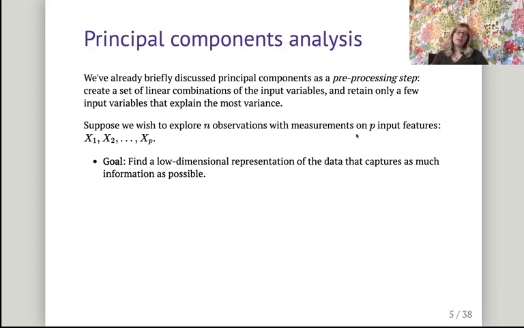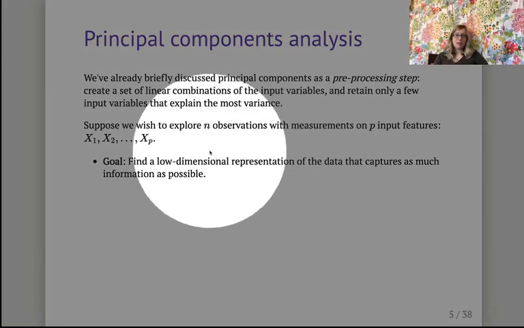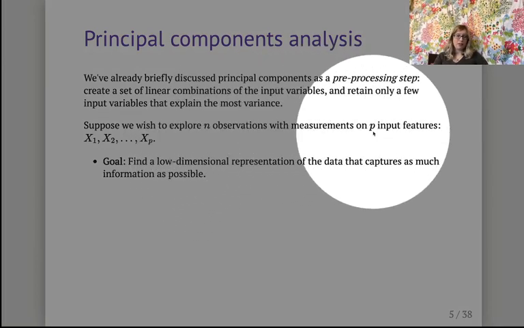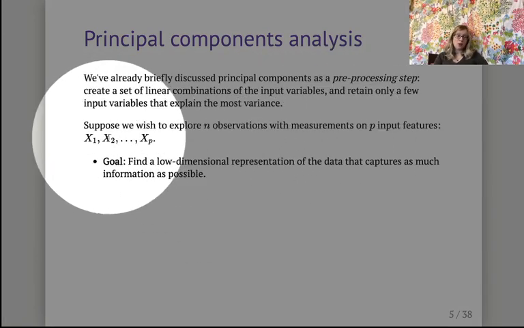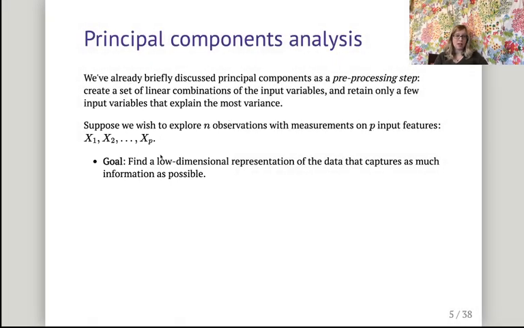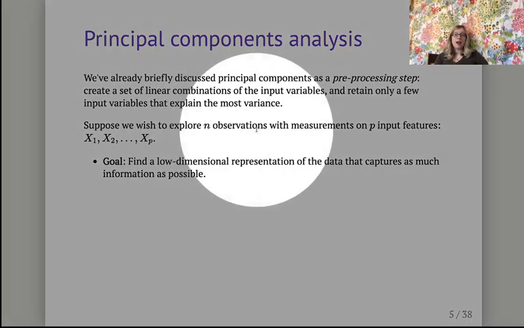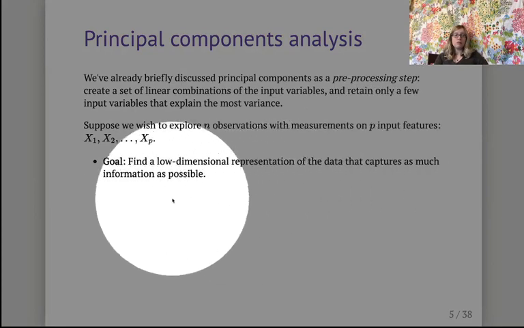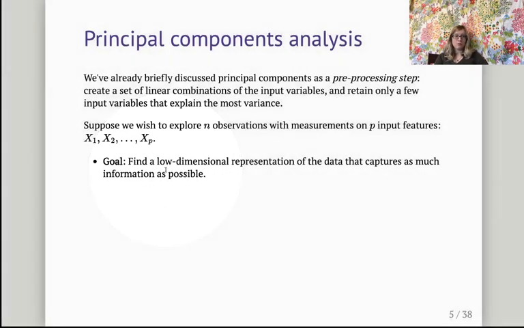So here's the notation. We're going to have N observations. We'll take measurements on P input features, and we'll call those inputs x1, x2, up through xp. When we do principal components, our goal is to find a low-dimension representation of the data that captures as much information as possible. When we're thinking about how much information we can capture, we're trying to explain the variability in the data set.